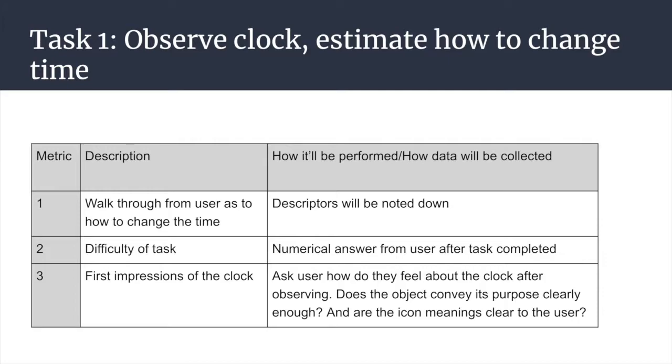The first task was to observe the alarm clock and to estimate how the user would think they would go about changing the time. We gave the users 15 seconds to observe it, and then had them walk us through how they thought they would change the time on the alarm clock. We had them range on a scale of 1 to 10, 1 being the easiest and 10 being the hardest, how difficult it was to gauge this.